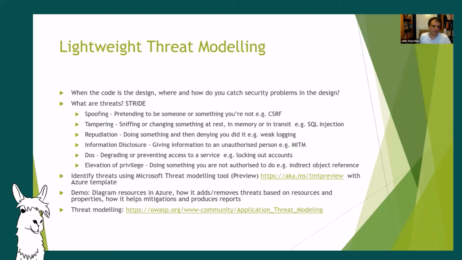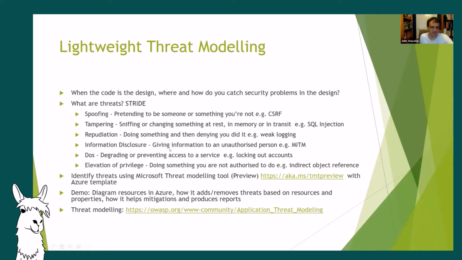And how do we classify threats? So we use this STRIDE acronym. So spoofing, that's pretending to be someone or something you're not. So an example of that is cross-site request forgery, if you're familiar with that. Tampering, sniffing or changing something at rest and made in memory or transit. So an example of that would be SQL injection. Repudiation, doing something and then denying you did it. I.e., if you've got weak logging, then people can deny they were ever on the site.